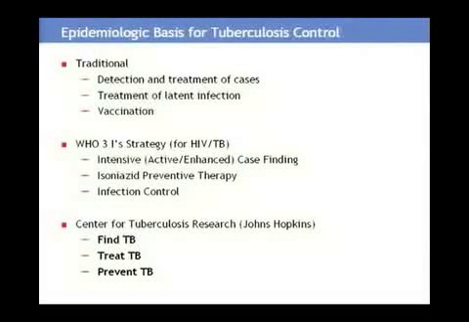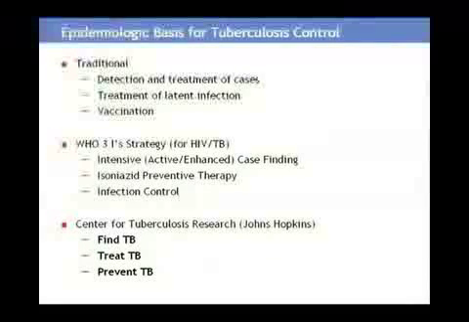Second is isoniazid preventive therapy. And you'll hear quite a bit about that later in the course, but this is a very effective way of treating people who have latent tuberculosis infection and reducing their risk of progressing to active disease.